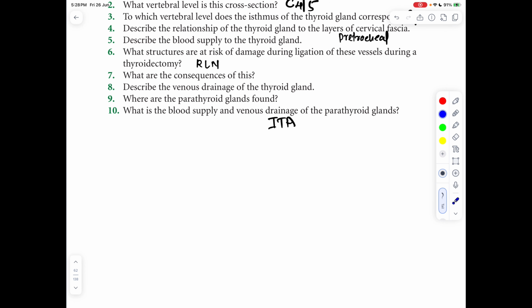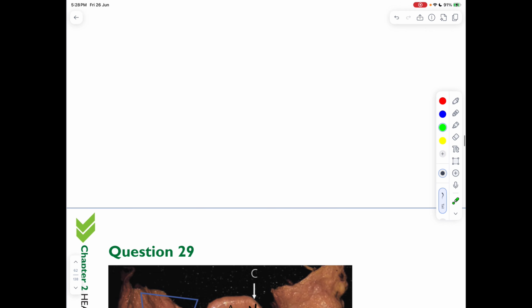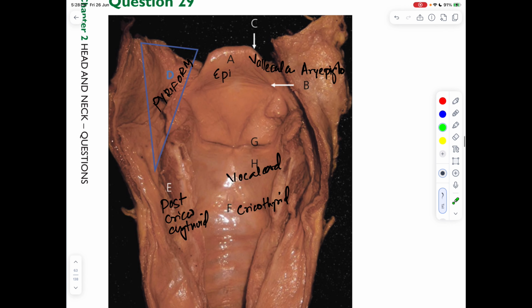So, what are parathyroid glands? Where are parathyroid glands found? So, parathyroid glands are found on each side, usually deep and posterior to the thyroid gland. So, there are two superior, two inferior. What is the blood supply of the parathyroid? Inferior thyroid artery. It supplies it. So, this is another picture of a larynx.